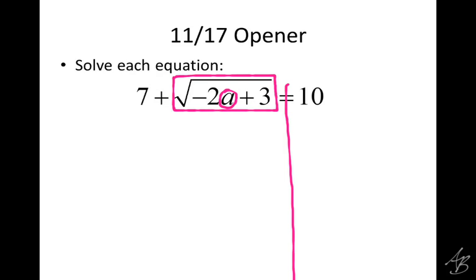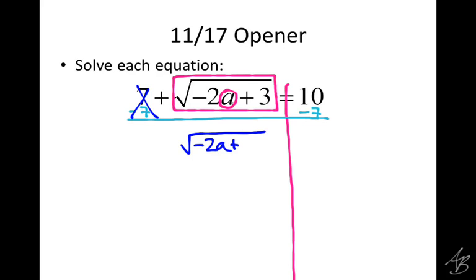Subtract 7. All right, so we're going to get rid of the 7 by subtracting 7. We'll do that on both sides. And on the left side, the 7's cancel, leaving what? The square root of negative 2a plus 3. And on the right side, 10 minus 7 is 3. Okay, now the square root's by itself, right? Right? No.